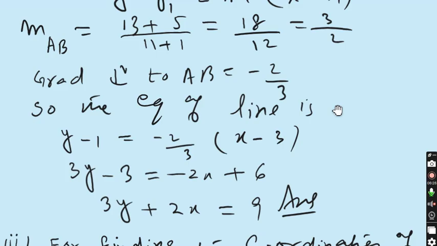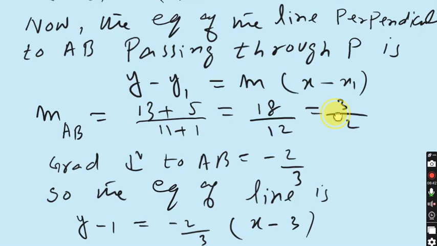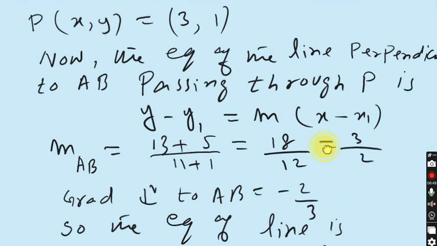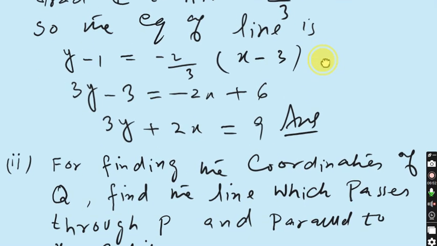Therefore the equation of the line is y minus y1. The coordinates of P, we use because the line is passing through P. So y minus 1 is equal to the gradient, minus 2 upon 3, times x minus x1. That is the x value of coordinate P. So this is the equation: y minus 1 is equal to negative 2 upon 3 into x minus 3.